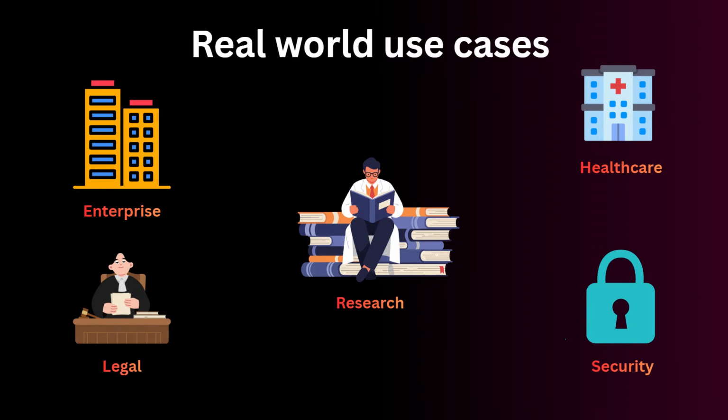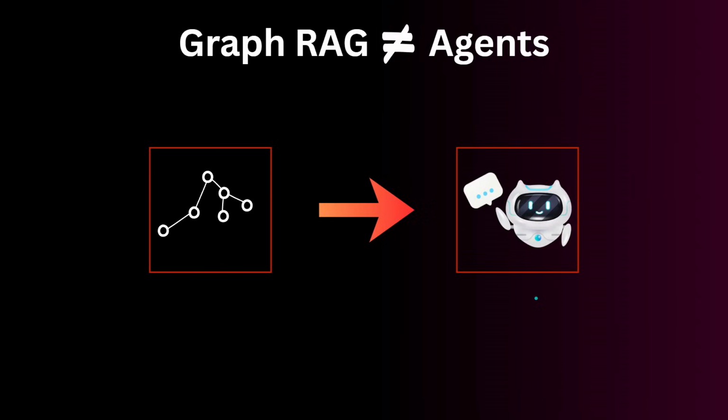Anywhere you need structured knowledge, connected entities, and reliable reasoning, GraphRAG can add huge value. At this point, it is important to clarify something. GraphRAG is not the same as agentic RAG, though they often work together. GraphRAG focuses on knowledge representation and structured reasoning. It organizes entities, relationships, and documents so the model can understand complex connections.